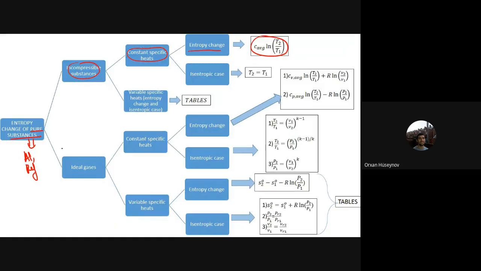So we have the ideal gas. Now we are going to use ideal gas, not incompressible substances. For ideal gas, we have two options, constant specific heat and variable specific heat. Of course, we are going that way, and for constant specific heat, we have two options. We need to find entropy change. In this question, entropy change is not required, and we should go to the isentropic case. You see, for the isentropic case, we will have the three formulas here.